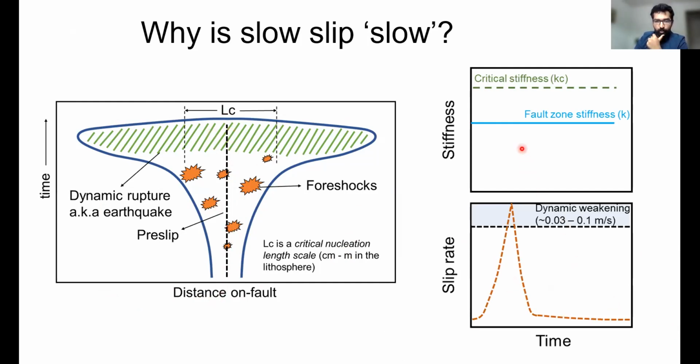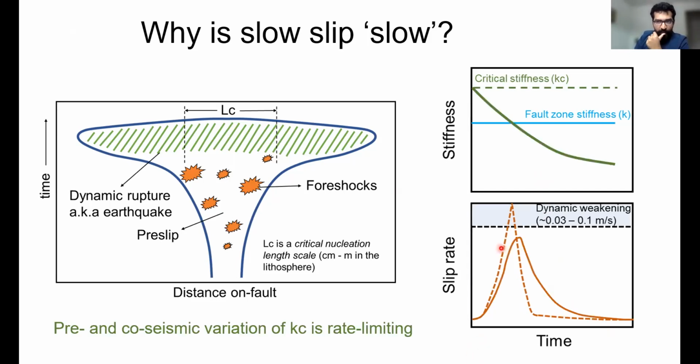In the traditional view, you have a critical stiffness and a fault stiffness that are both constant in time. And so what that gives us is an instability that grows until it hits dynamic weakening processes like shear heating and so on. And so you get really high slip rates and the event becomes dynamic. This is what a regular earthquake is.